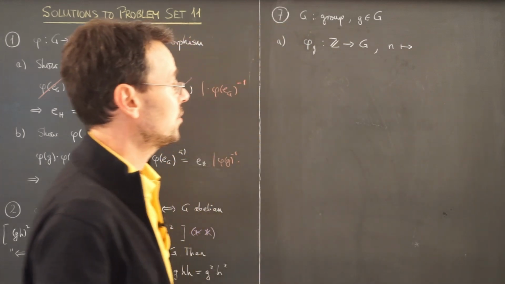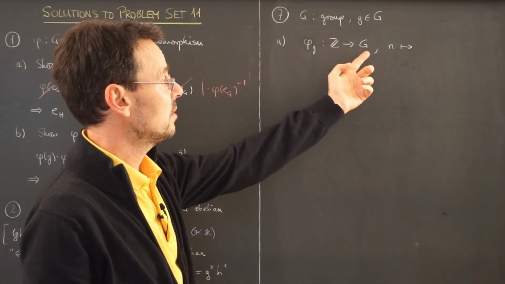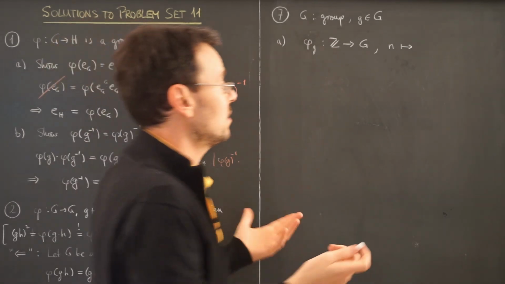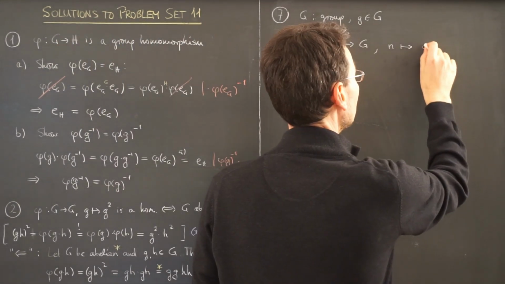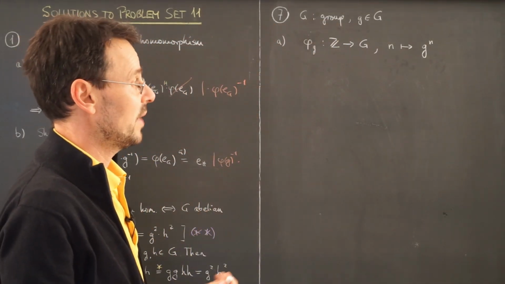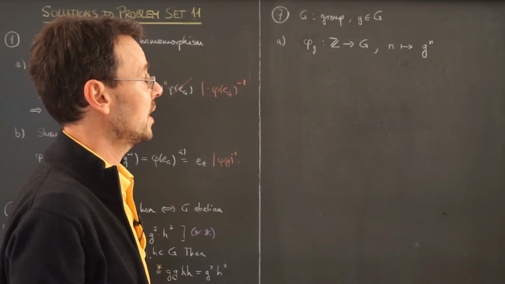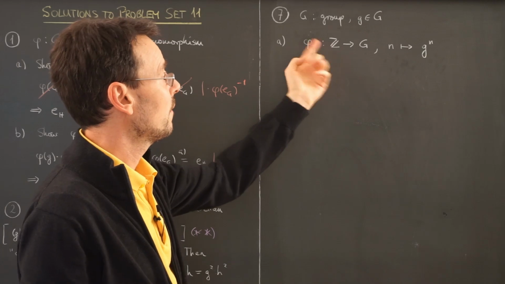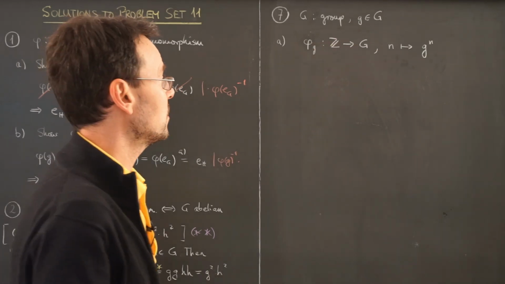If n is an integer, we must map it to some element of the group that has something to do with g. So what else could we do than take g to the power of n, where n is an integer. This clearly again is an element of G. Now all that we need to check is: is this indeed a homomorphism?